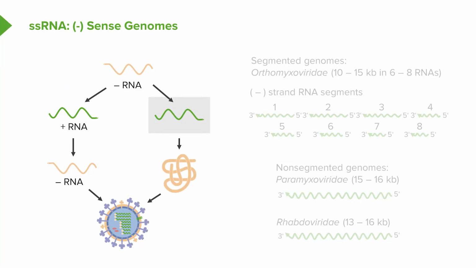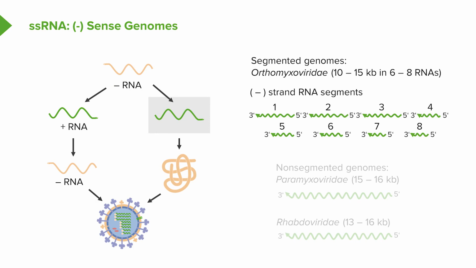There are two kinds of viruses in general with negative-stranded RNA genomes. We have some, like the influenza viruses, where the genome is segmented. It's in pieces like the double-stranded RNA genomes of the reoviruses. So you can see here, there are 8 negative-strand RNA segments in the influenza viruses.